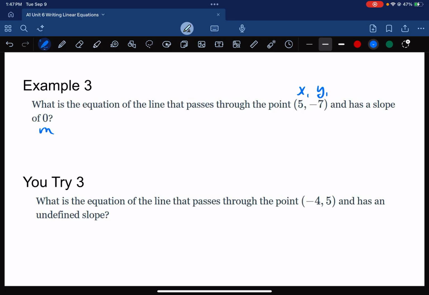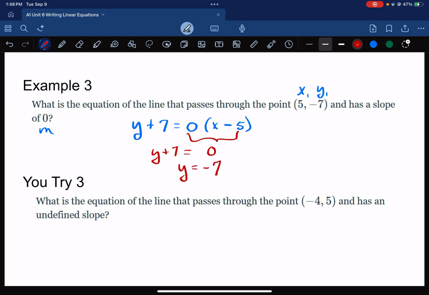So, okay, here we go. Y minus the y1 value, which is negative, so we make that a plus 7. And then the slope is 0. And then you get x minus 5. Well, I can simplify this side. What's 0 times anything? Well, it's just 0. So I guess y plus 7 equals 0 is the equation, but we would probably want to move that 7 to the other side and write y equals negative 7.